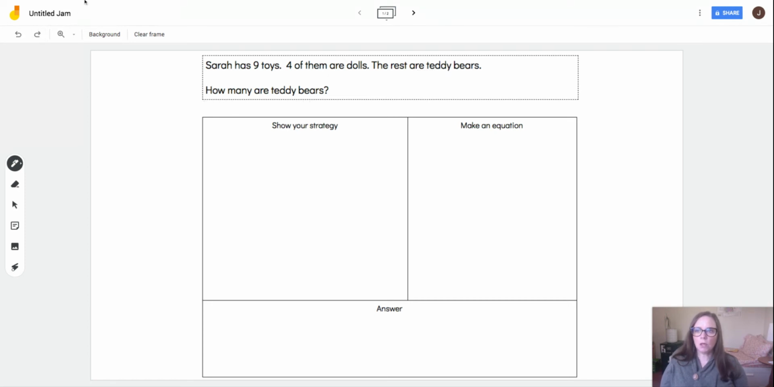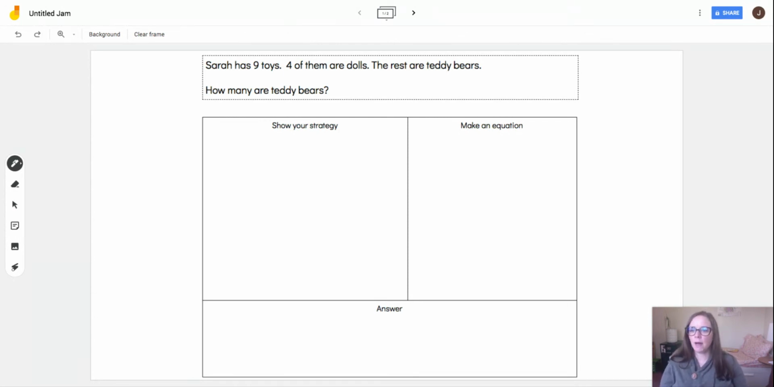So I am going to go back and look at the different strategies for addition and subtraction that might help me solve this problem. Now I'm trying to think, is this an addition or a subtraction problem? Addition means putting numbers together to make a bigger one, and subtraction means taking numbers apart to make something smaller. So if I know Sarah has 9 toys, and 4 of them are dolls, how many are teddy bears? So I'm taking something away from the 9 toys to find out what's left.